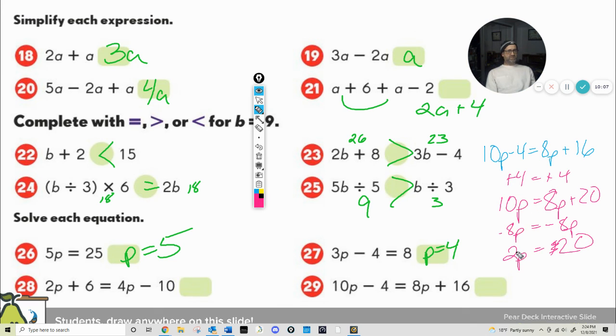10p minus 8p is 2p. 8p plus 20 minus 8p is 20. 2p equals 20. 2 times what is 20? p equals 10. 100 minus 4 is 96. 8 times 10 is 80 plus 16 is 96. Boom. See that? I checked my work.